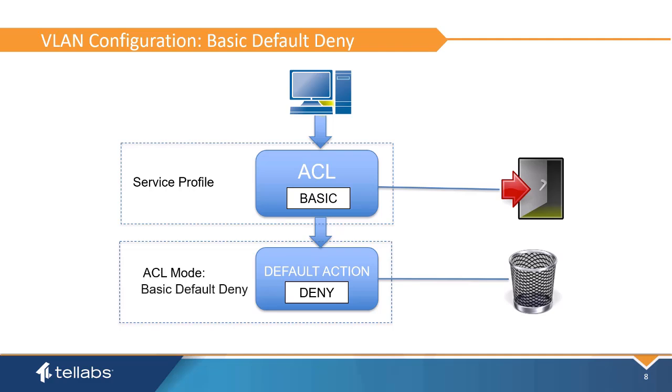When using the basic default deny ACL mode, by default all packets will be dropped unless explicitly permitted by the ACL. ACLs must be used to permit the traffic that is desired to flow on that VLAN. Basic ACLs are limited to filtering on the source MAC and source IP addresses.